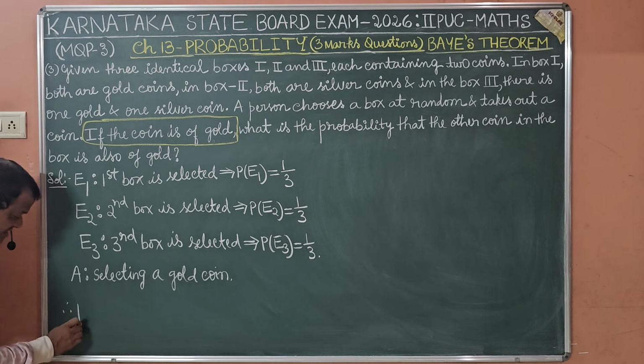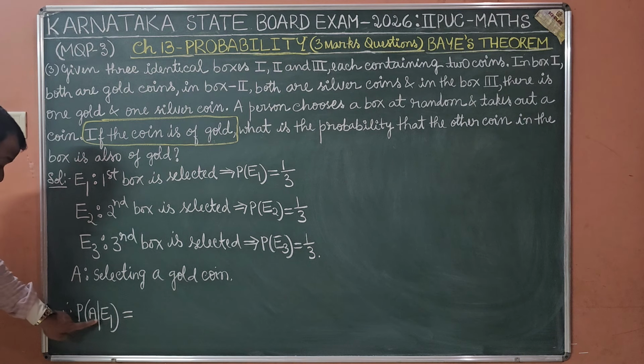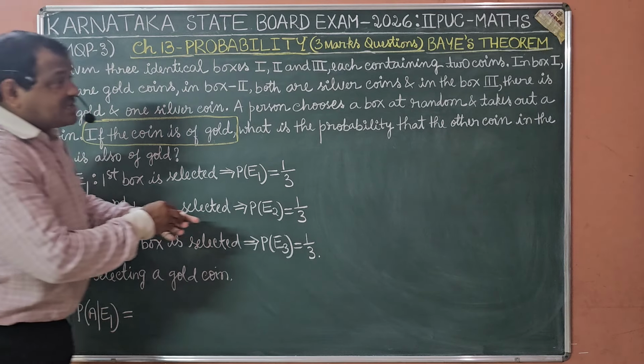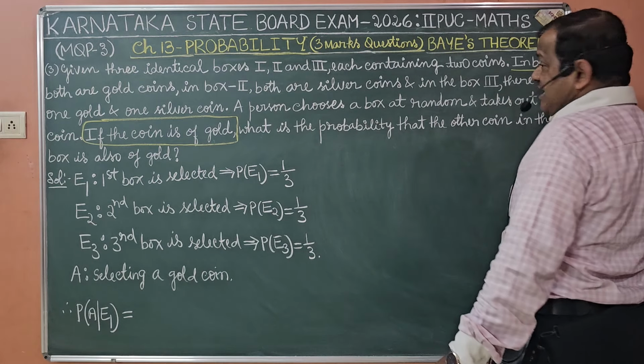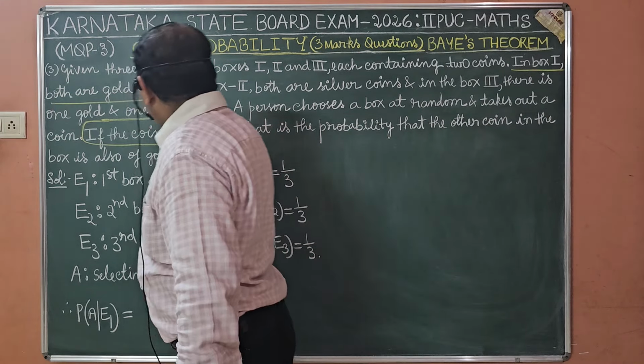Therefore, please tell me what is the probability of A given E1. What is the meaning of it? That is, box 1 is selected, and from that we have to select a gold coin. So go to box 1. In box 1, both are gold coins. So how many coins are there? 2 coins. Therefore denominator 2. And what is the numerator? I need gold coins, and they said both gold. So 2 by 2, it is 1.